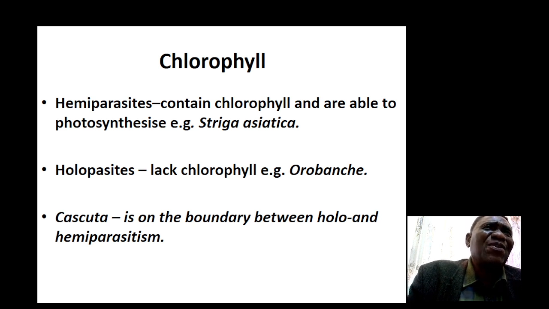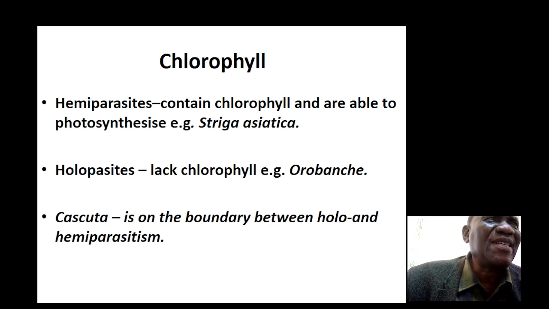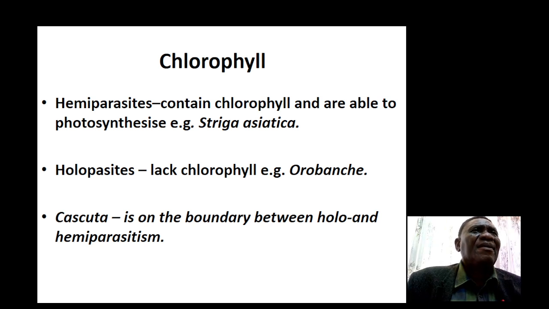Now we've got an example which is Orobanche. Orobanche is found around the Mediterranean Sea countries and parts of Europe, as well as Saudi Arabia. It could be found in Ethiopia as well, but we don't have it in Southern Africa. Then Cuscuta is somewhere in between holo and hemiparasitism, because it also contains a bit of chlorophyll.